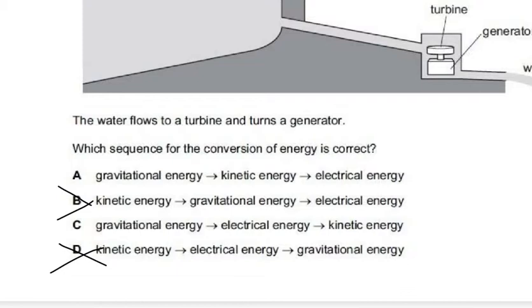So then the question is, does the gravitational energy become electrical energy next, or does it become kinetic energy next? And remember, kinetic energy is energy of motion. So yes, the gravitational energy becomes kinetic energy, and then that is converted by the turbine over here into electrical energy. All right, so the answer is letter A.